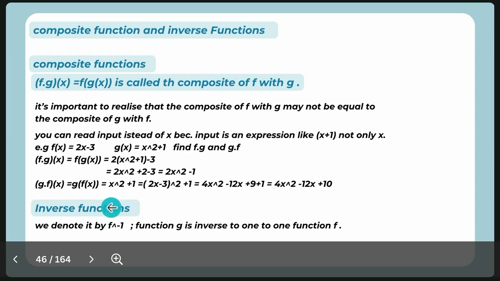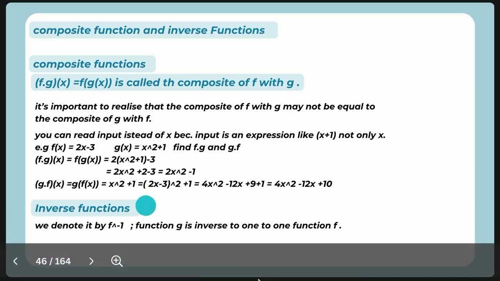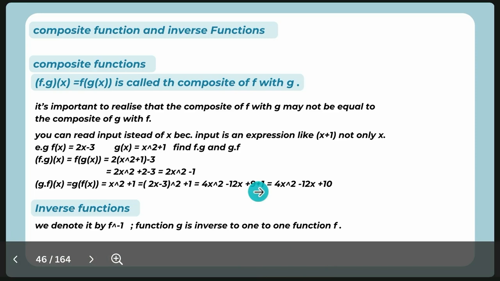Okay? Now we're going to be explaining inverse functions. So we denote the inverse function as f to the power of negative 1. So for instance, if you have your sine function, the inverse of it would be arcsine. If you have a cosine, the inverse of it would be arccosine.